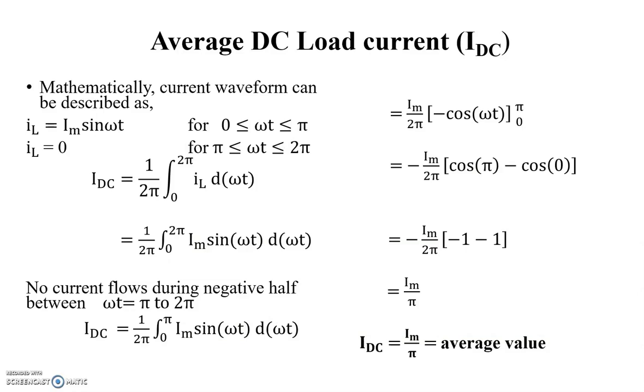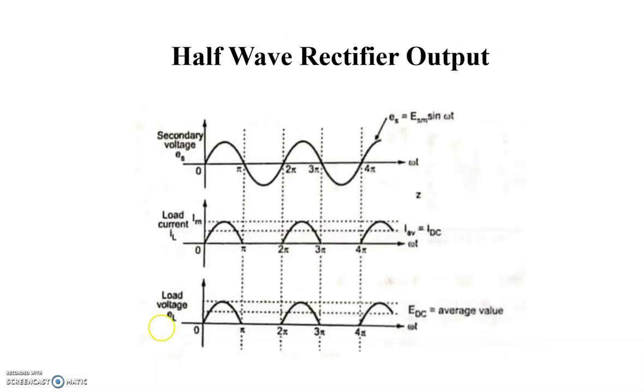So average DC load current is obtained by integration. For finding the average value of the alternating waveform, we have to determine the area under the curve over one complete cycle. That means for 0 to 2 pi, and this is divided by its base, 2 pi.